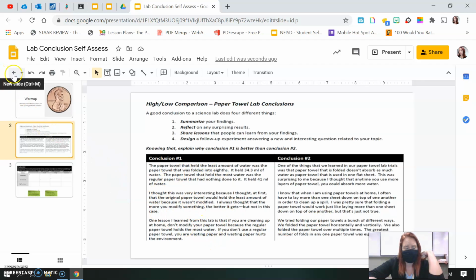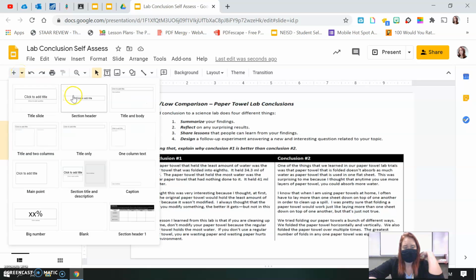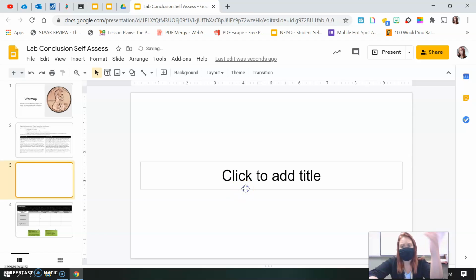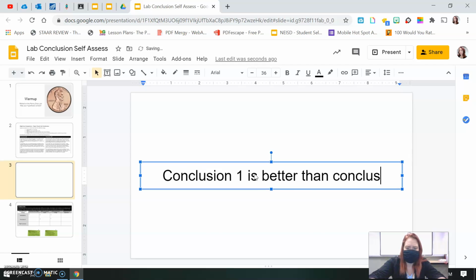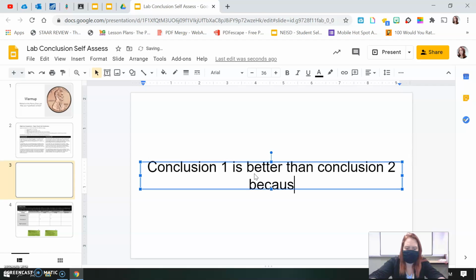To write that, you're going to go up to the new slide, and then there's a little arrow. You hit the arrow, and you can make a new slide, and then you can type your answer here. It only needs to be 1 to 2 sentences. And I'll give you the beginning. Conclusion 1 is better than conclusion 2 because... and then you would tell me why.